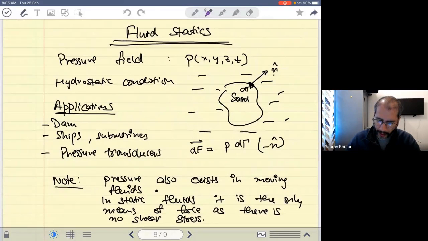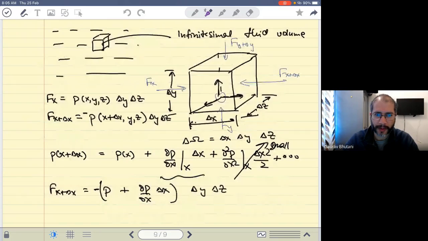So in the previous lecture, I started with what fluid statics is, and I mentioned that it is important to know the pressure field in statics because that is the only field that is of interest. I talked about a couple of applications, and I also mentioned briefly that pressure also exists in moving fluids, not just static fluids. But in this discussion, we are only interested in static fluids.